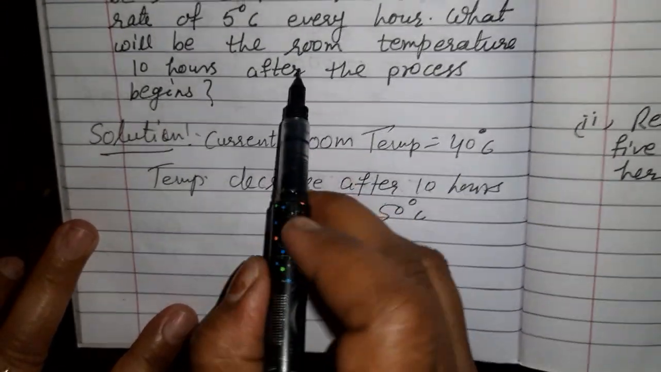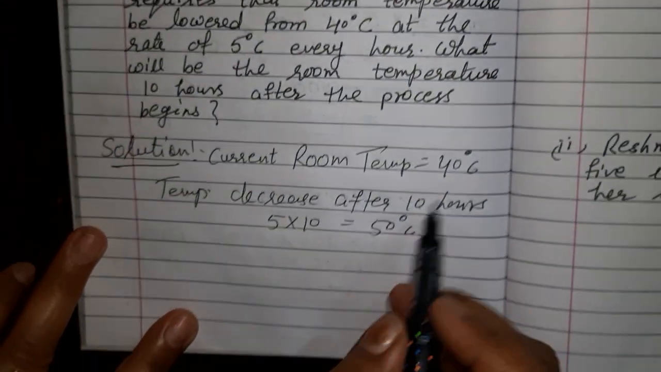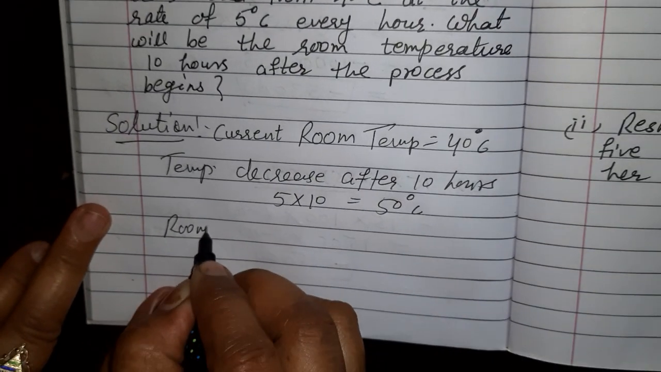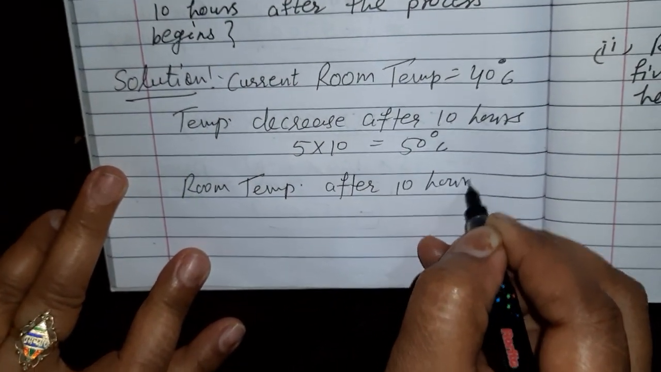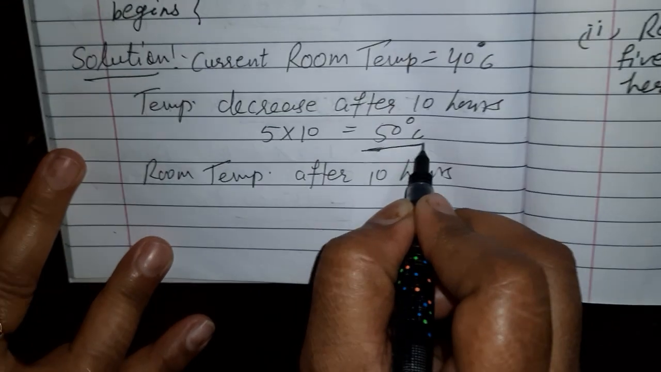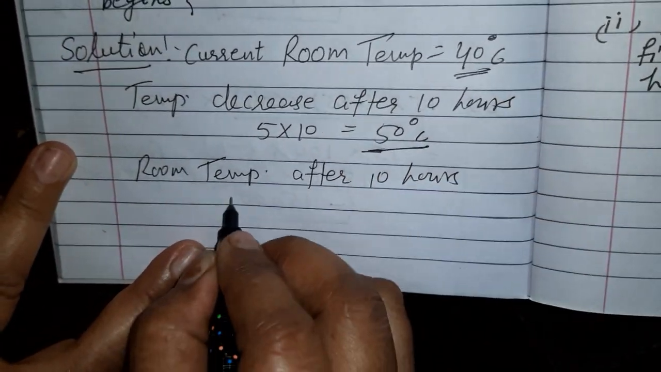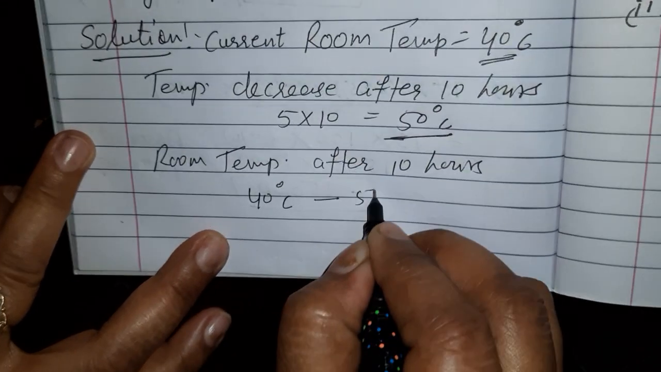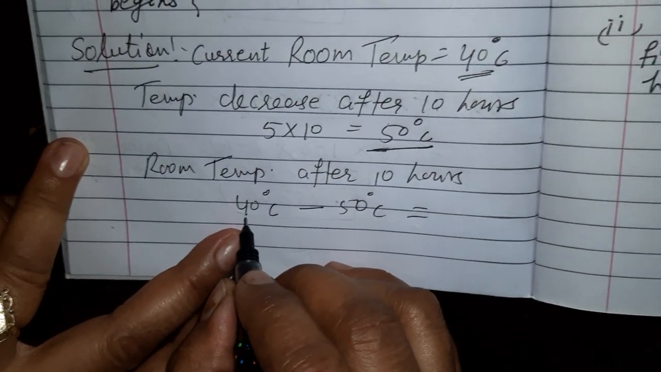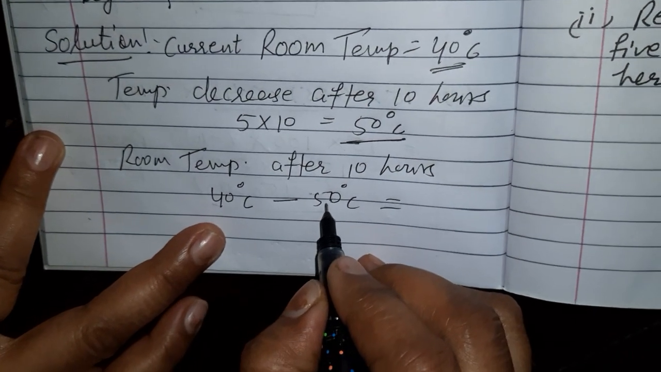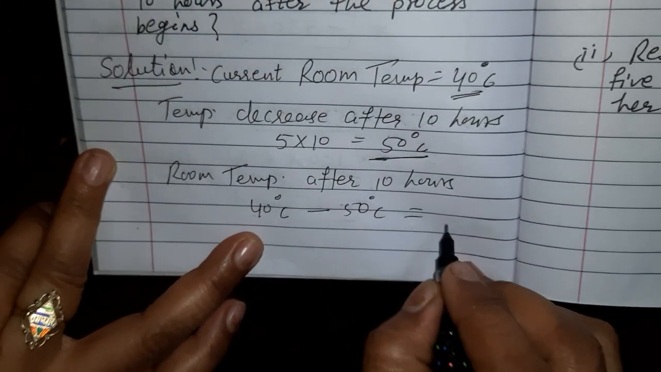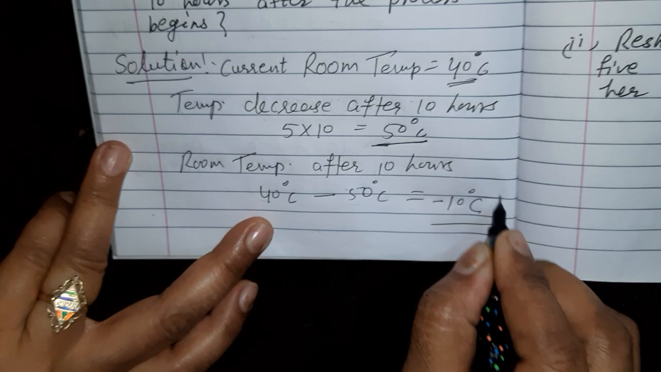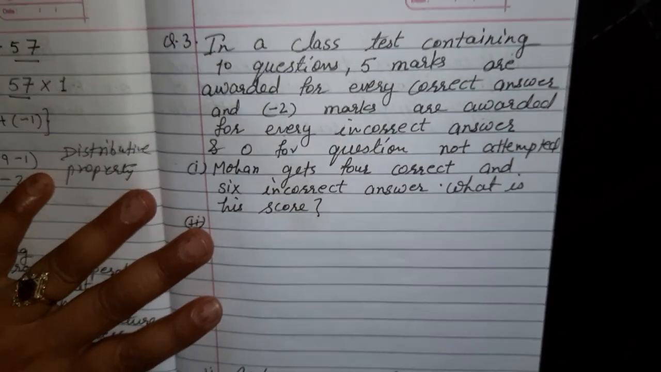Okay, so 50 degrees temperature is decreasing. So what is our room temperature after 10 hours? So what you do? Room temperature after 10 hours. Okay, in 10 hours how much is decreasing? 50 degrees Celsius. So what is it after 10 hours? 40 degrees Celsius minus 50 degrees Celsius. Since 40 is positive and this is negative, and the negative integer has the greater value, you subtract 40 from 50. Okay, and the answer comes minus 10 degrees Celsius. So this is your answer. Okay, now this question. Just see this question.